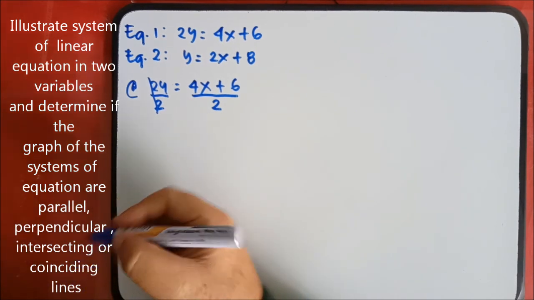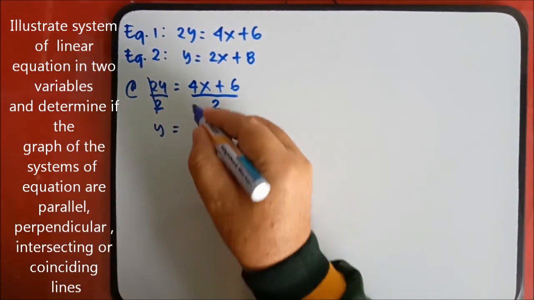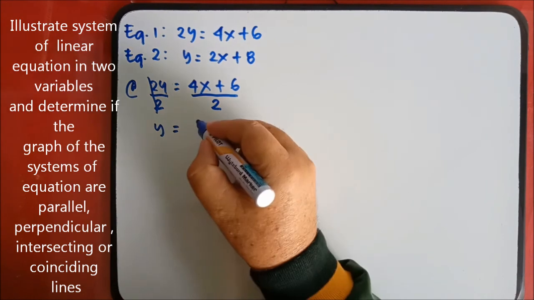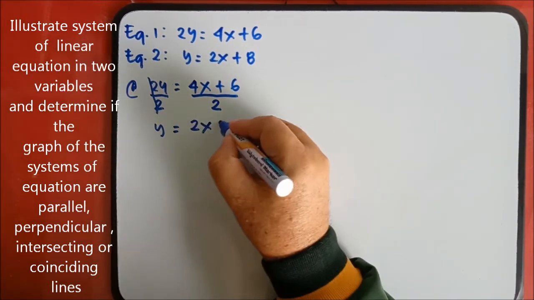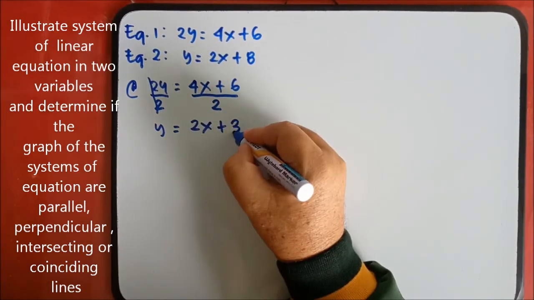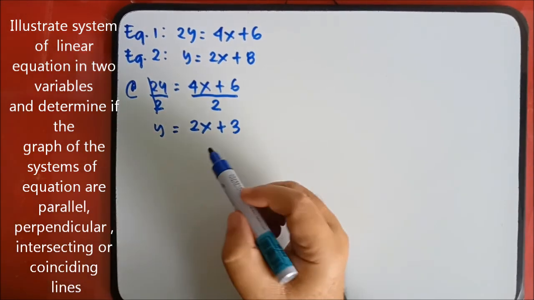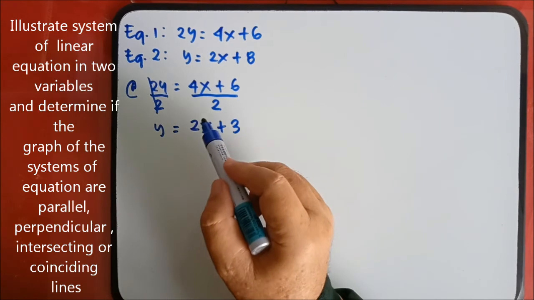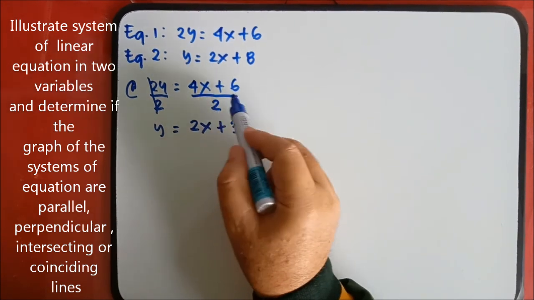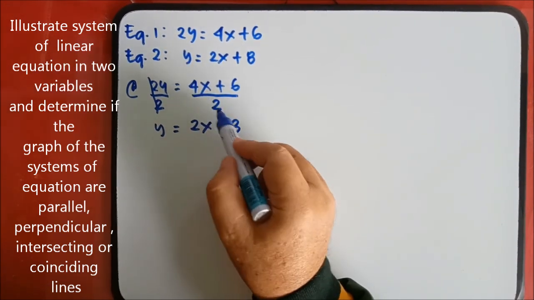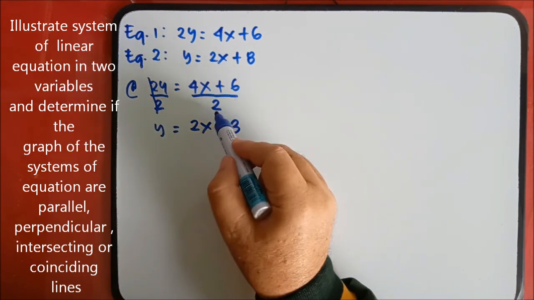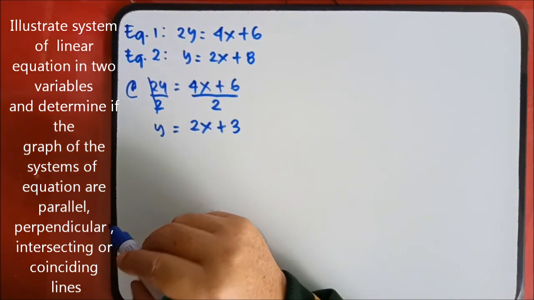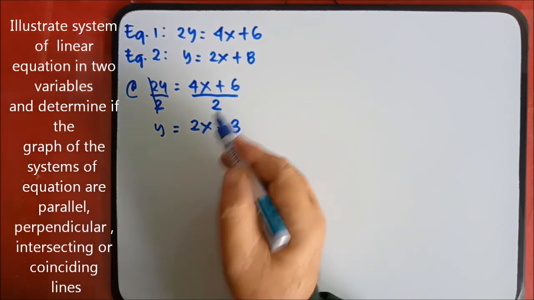This will become 1y or y. Then this will become what? 4x divided by 2 will become 2x, plus 6 divided by 2 is 3. Ano bang sabi ko sa inyo? Dapat himay-himayin nyo. Hindi pwedeng isa lang ang i-divide natin. Dapat bawat term ang i-divide natin. So 4x divided by 2 is 2x, 6 divided by 2 is 3. Okay, positive kasi positive ang x at ang 6.